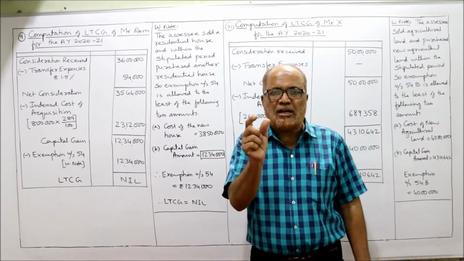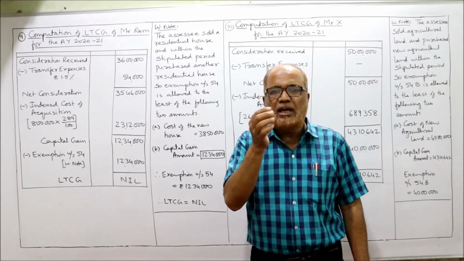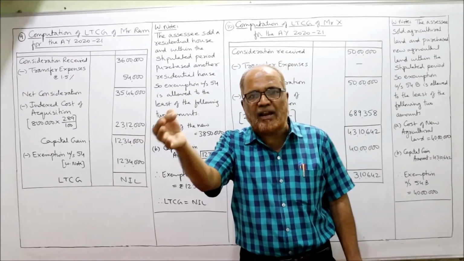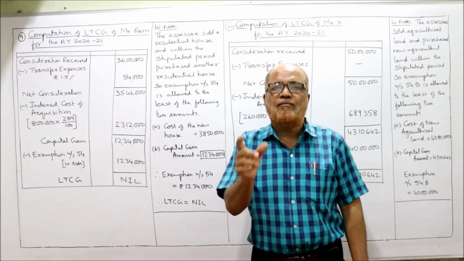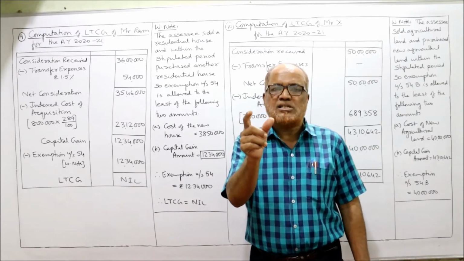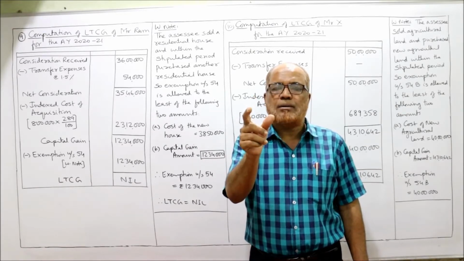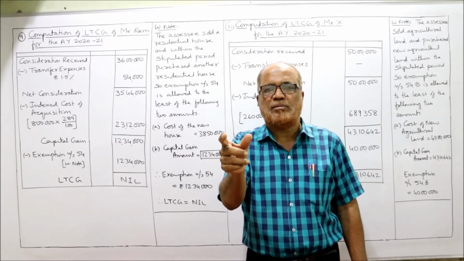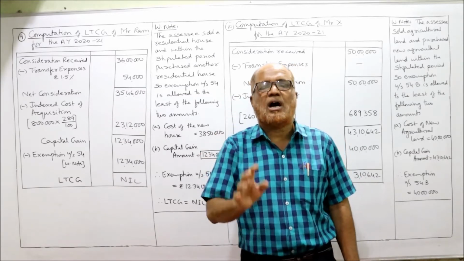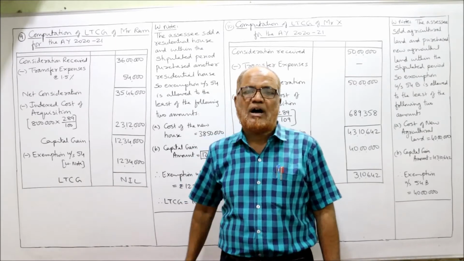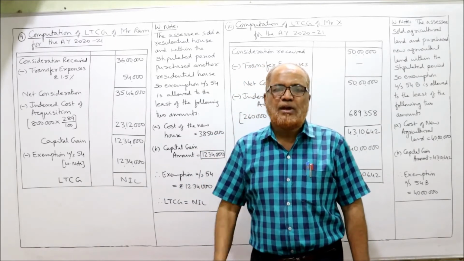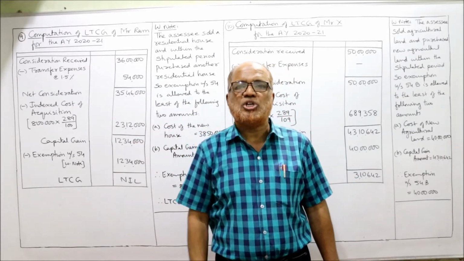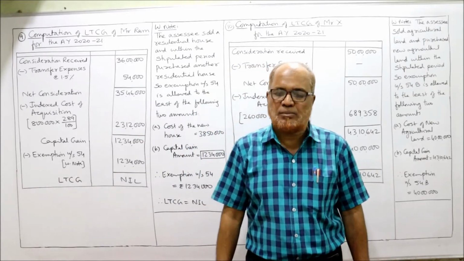So exemption under section 54 will be allowed if an assessee sold one residential house and purchased another residential house within the stipulated period. The stipulated period is purchase of the house within 2 years from the date of transfer, or construct the house within 3 years after the date of transfer, or 1 year before the date of transfer. Within this stipulated period, he must purchase a new house. Then exemption will be given.